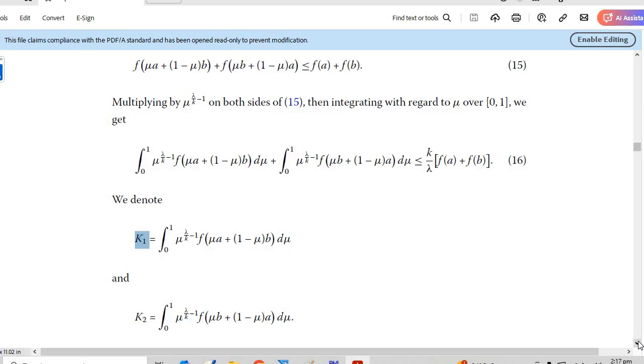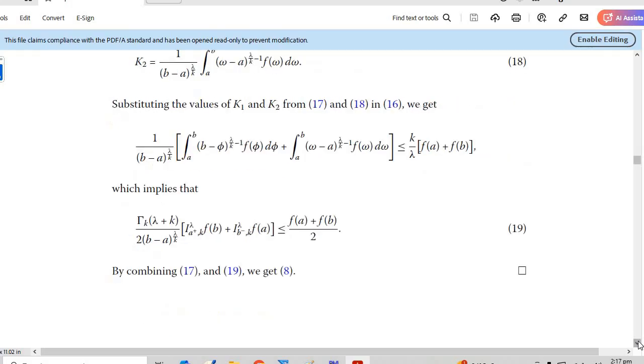Now we have to simplify K1 and K2 and rewrite them in standard form as we did earlier. So in 16, if we make some special substitutions, we get this one after some integrating, which implies this one. So this becomes the left sided and this becomes the right sided Riemann-Liouville fractional integral used here. So by combining 17 and 19, we get 8. So this is the main result we have proved.